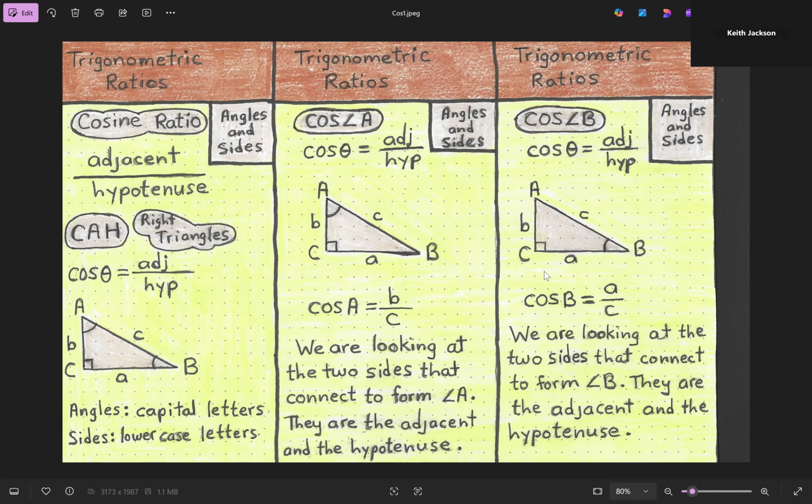You have received some significant information. I wouldn't blame you if you need to pause the video to take a look at these ratios.